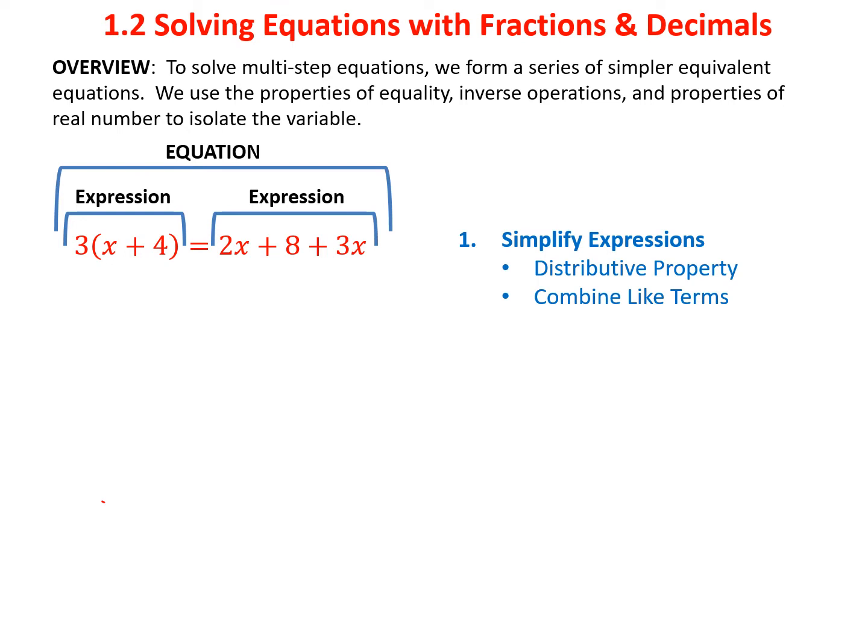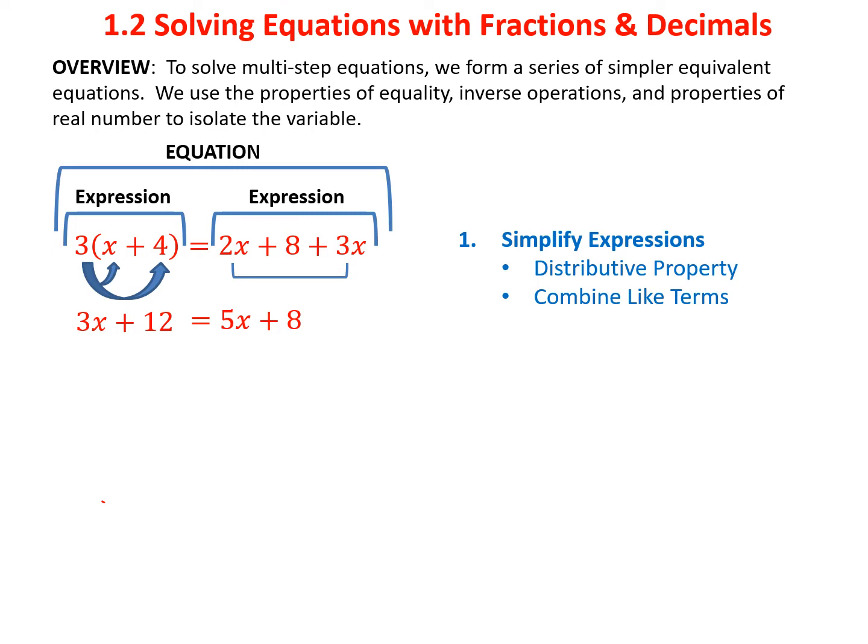In this case, there's two things we can do. If you look on the left, there's a grouping symbol. There's the parentheses, 3 times the quantity x plus 4. So we can use the distributive property to get rid of those grouping symbols. So that's 3x plus 12. On the other side, you notice we have like terms, 2x and 3x, so we can combine those. And you see now we've simplified the left side of the equation and the right side of the equation, and we're ready to go on next.